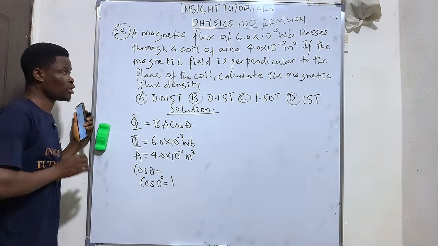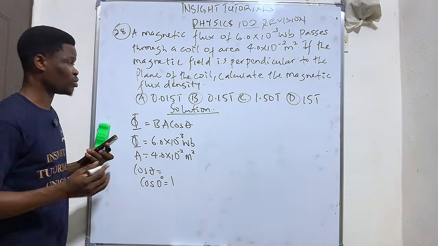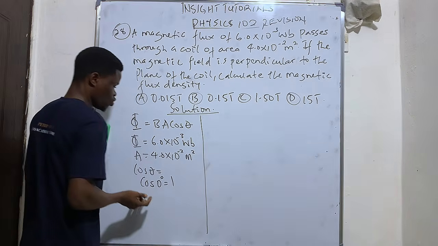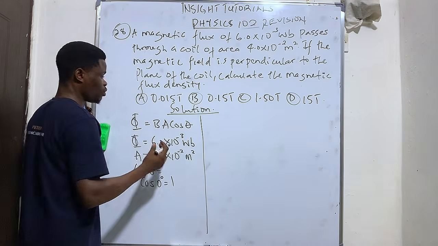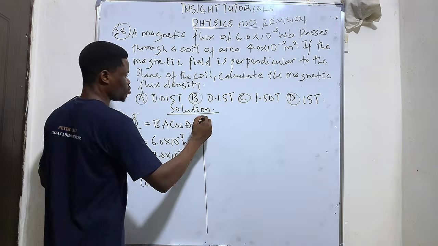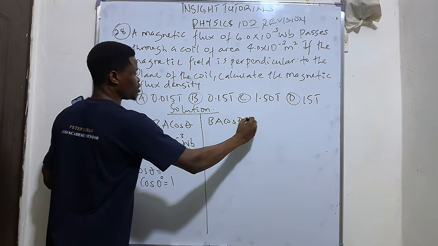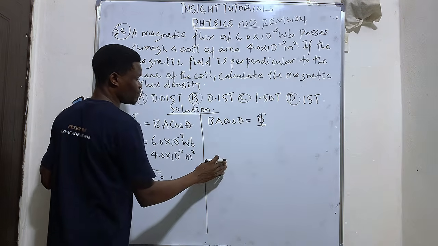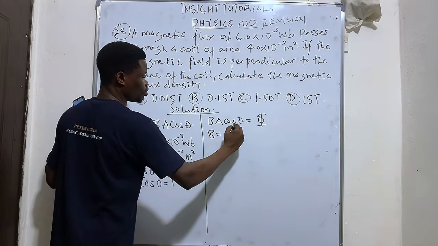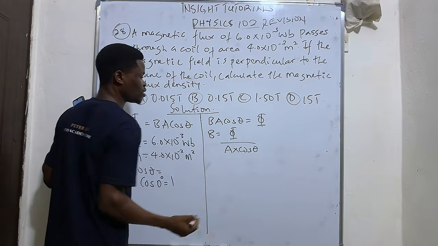Cos 0 degrees is 1. If it was actually parallel, it's going to be cos 90, and cos 90 is 0. So we're going to solve this right now. Before we solve, we're going to make this the subject of the formula. So BA cos theta equals the magnetic flux, so the magnetic flux density is equal to the magnetic flux all over the area times cos theta.